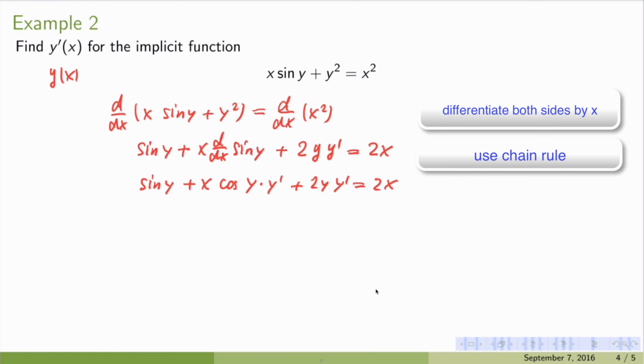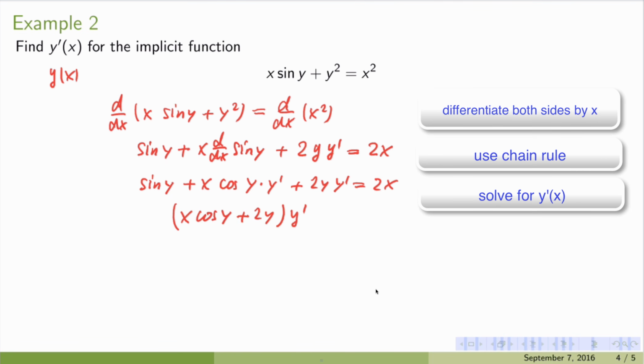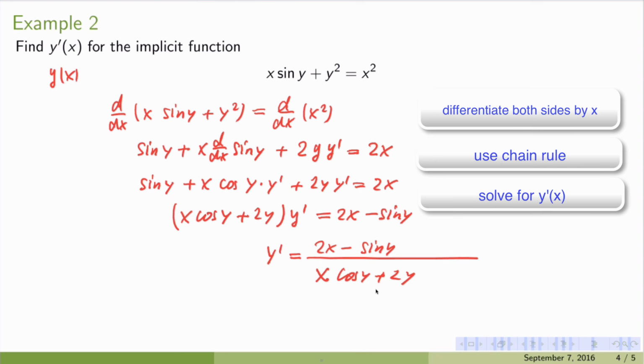You see, we had to use a chain rule twice, for this term and for this term, because y depends on x. But now we are basically done. So now we just need to sort it out and solve it for y prime. Let's move the sine y to the other side. And then we have x cos y plus 2y, all this times y prime equals 2x minus sine y. Great. And then we get y prime equals 2x minus sine y divided by x cos y plus 2y. Ta-da! We have a formula for y prime. Again, the formula includes y on the right-hand side, but still, it is a cool formula.